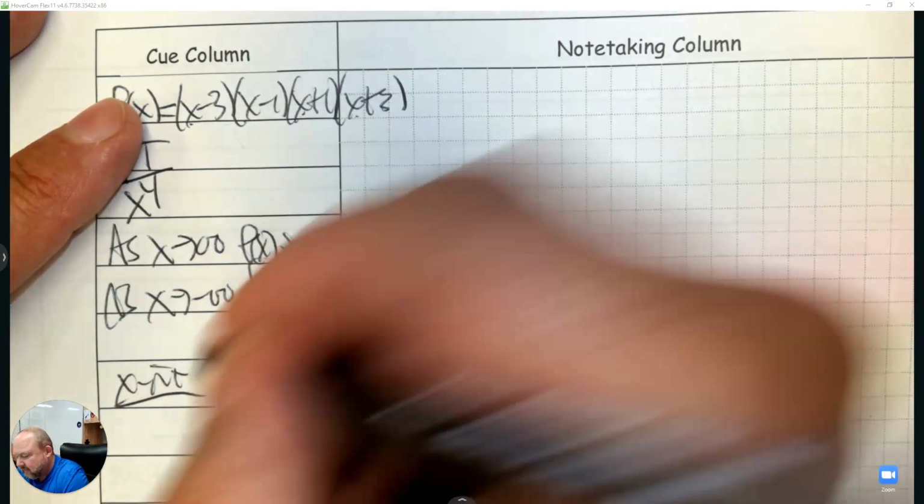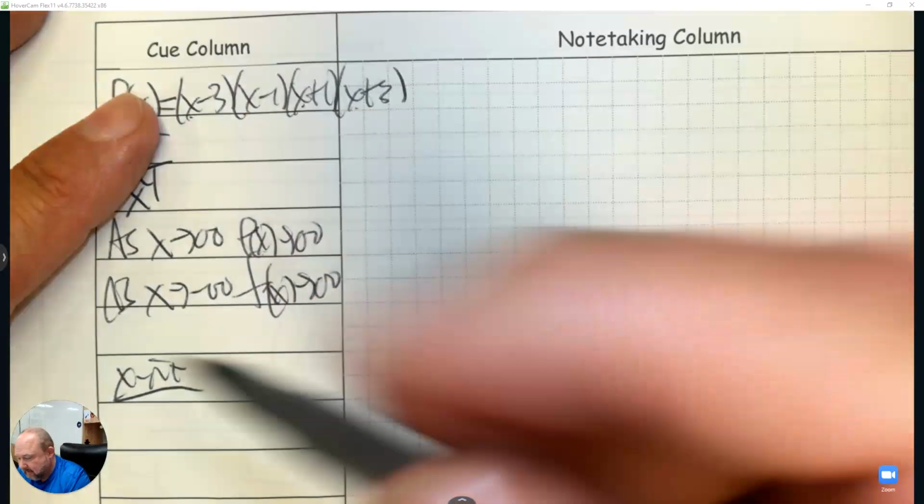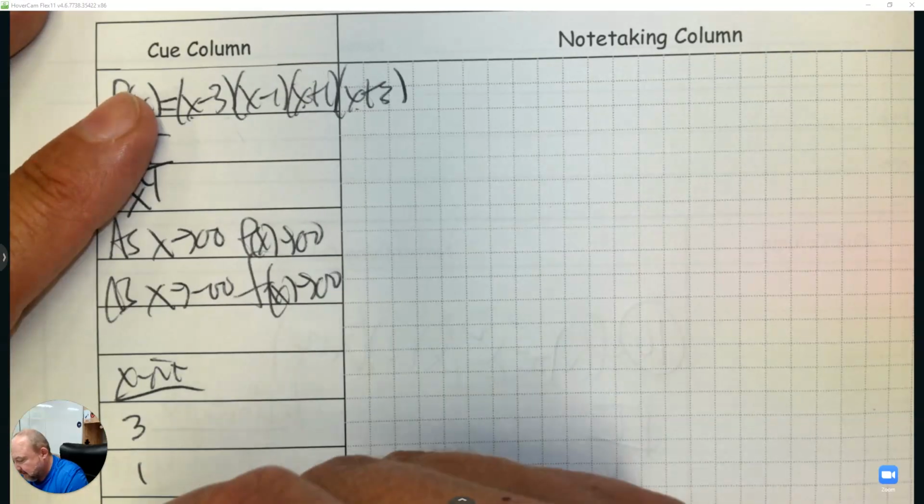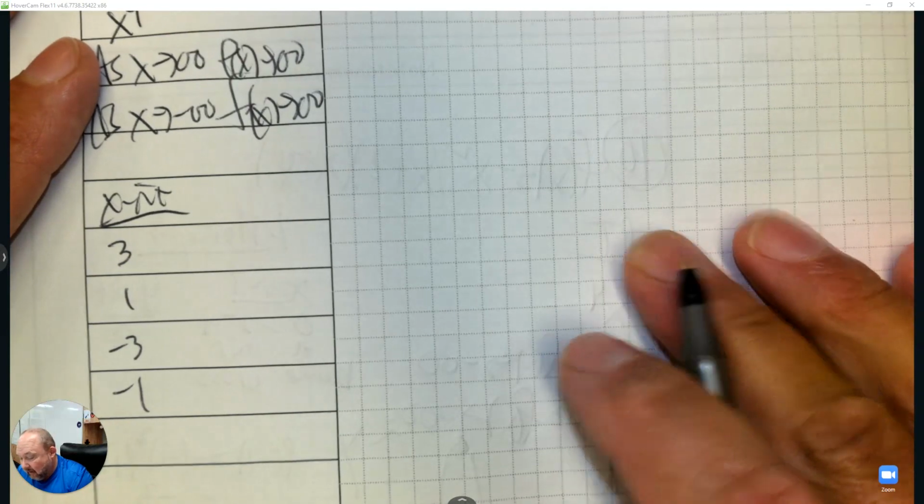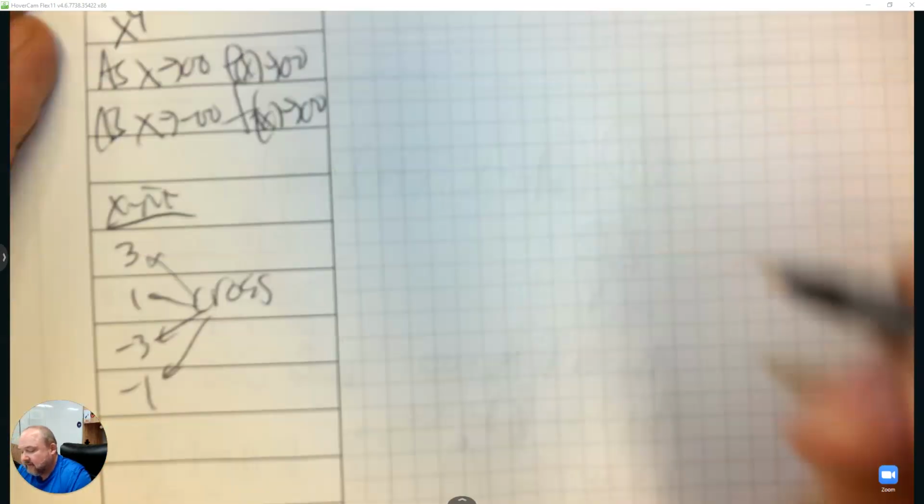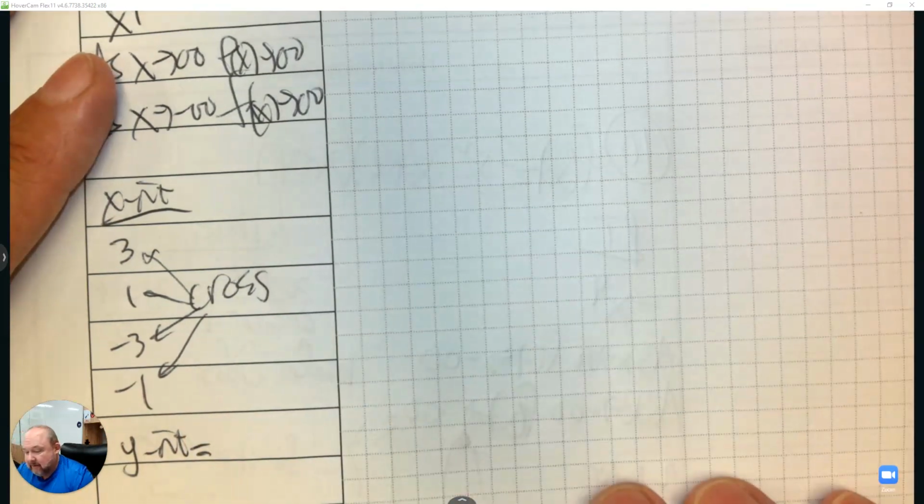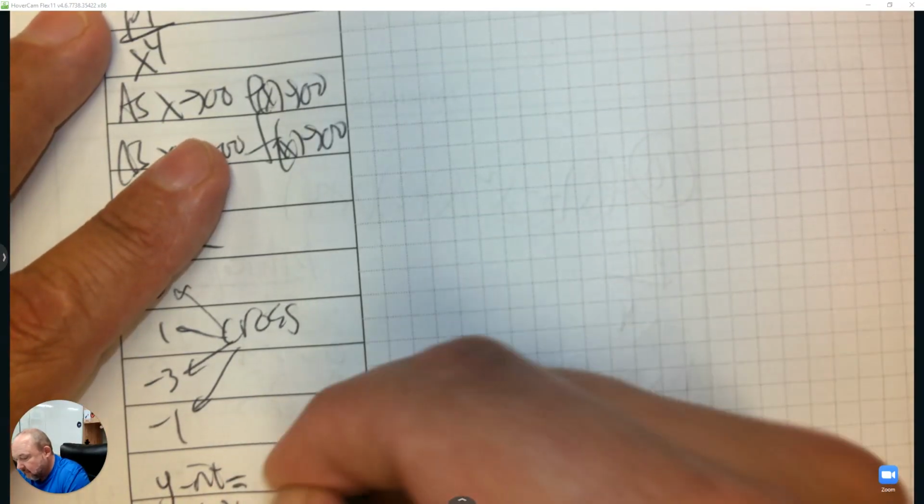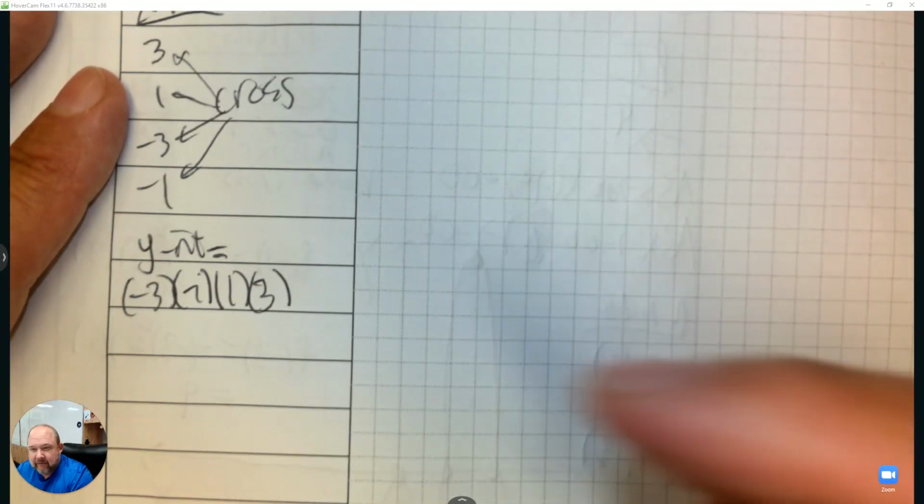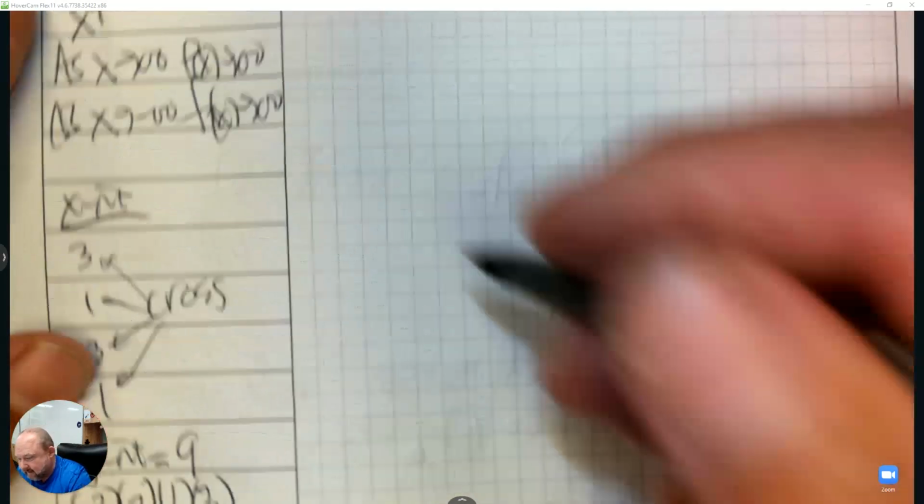Intercepts, the x-intercepts are, there's a bunch of them, 3, 1, I'll do it like this, negative 3 and negative 1, order doesn't matter. All of them have odd exponents, so they actually cross at each one, they cross the axes. To find the y-intercept, you've got to plug in 0, so 0 take away 3, 0 take away 1, 0 plus 1, and 0 plus 3. So I get positive, so a negative times a negative is positive 3, so this is 9. And now we can start our graph using that information.